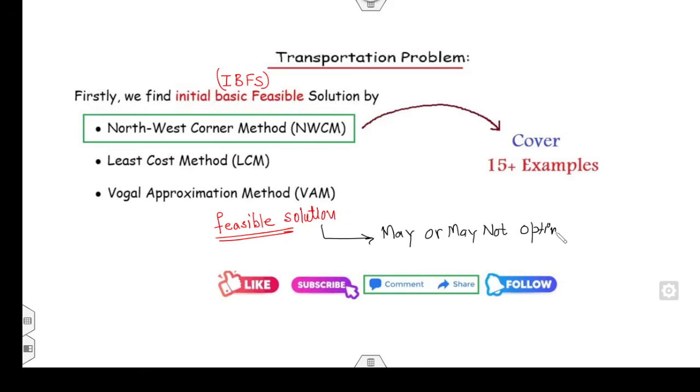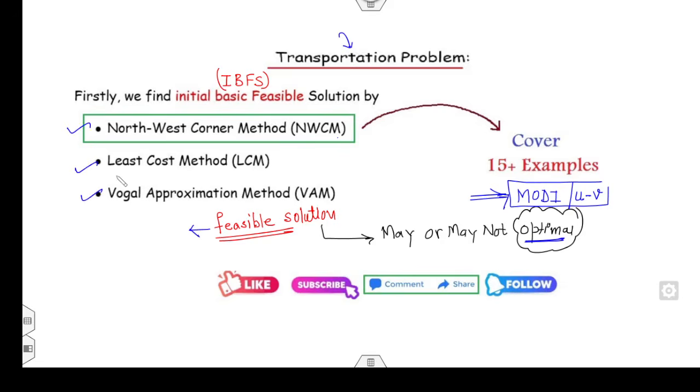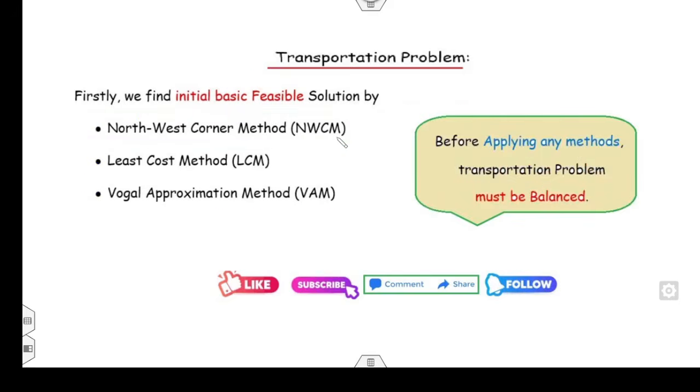How can you check whether they are optimal or not? We will apply the method known as the MODI method, or sometimes it is called the UV method. Whenever you want to check whether the solution obtained by any of these methods is optimal or not, we will apply the UV method. However, in order to start finding the solutions, we have to find the feasible solution. That feasible solution we can find by either method. So in this lecture, we will cover firstly the northwest corner method.